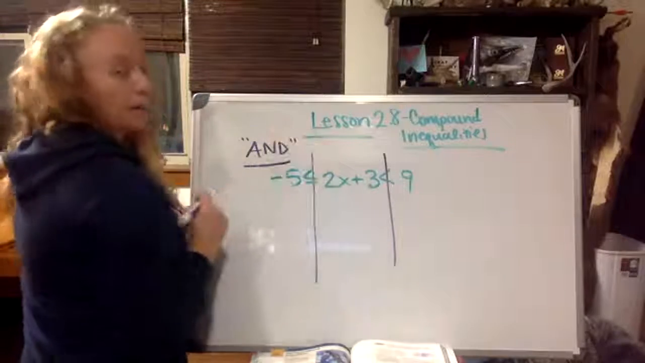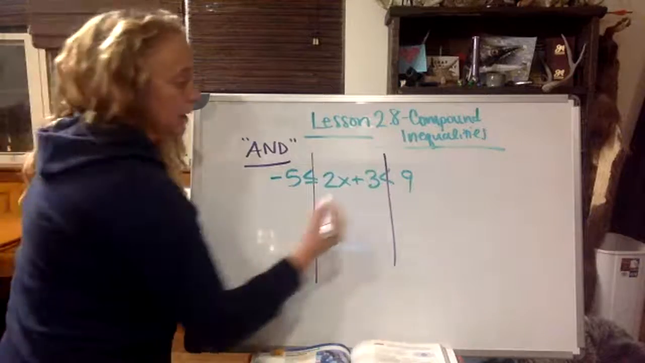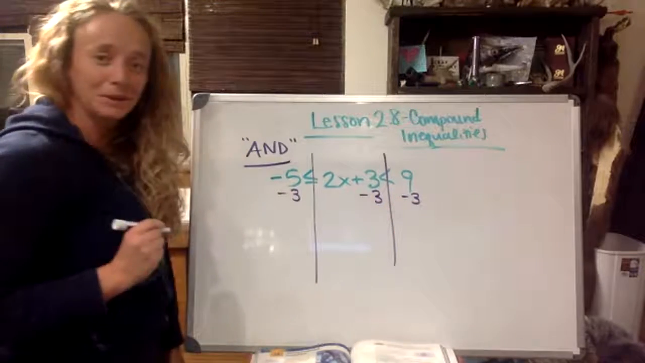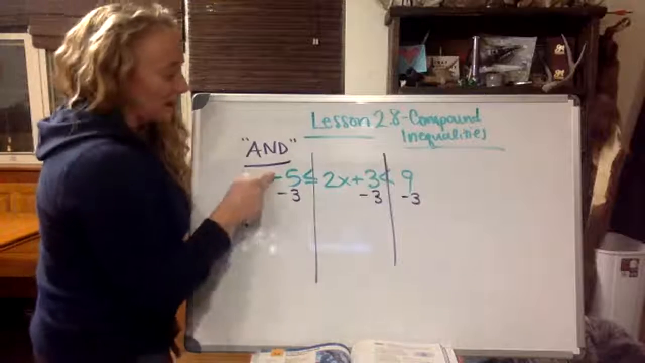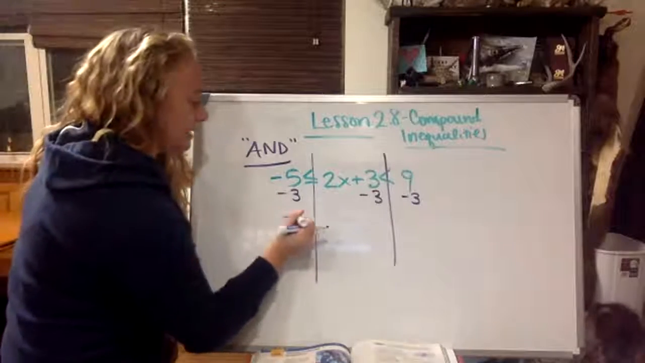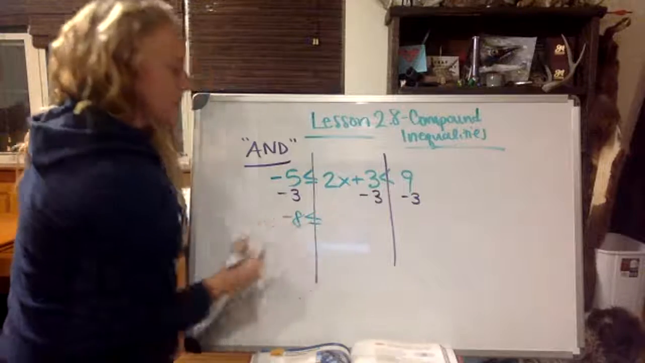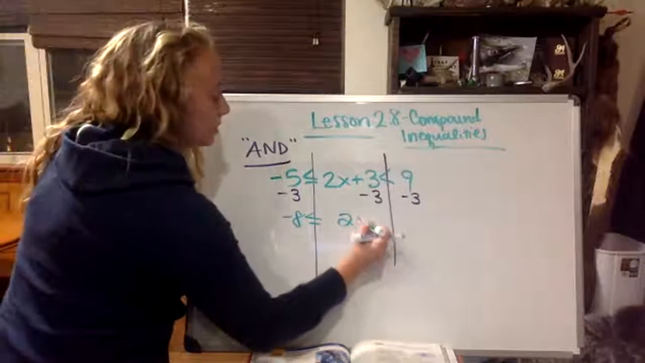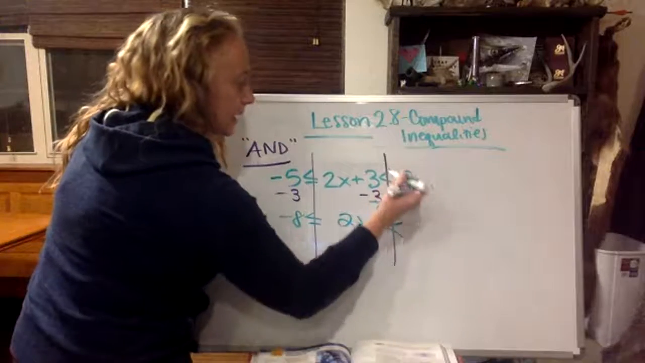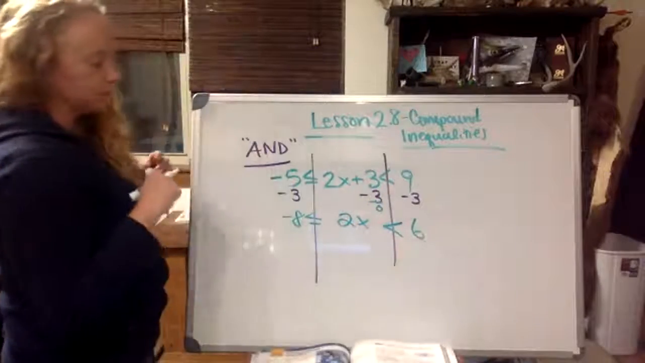So to start out with, I'm going to take the easiest step first. I'm going to subtract 3 on both sides. And when I say both sides, I really mean 3 sides. So negative 5 minus 3, that gets me, what is that, negative 8. I still have my less than or equal to sign. 2 x's here because that 3 disappears. I have a less than sign. 9 minus 3 is 6.